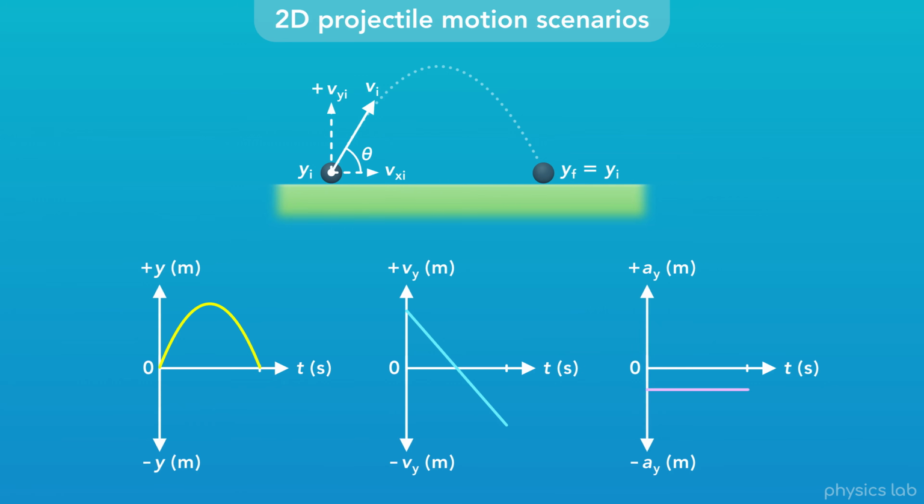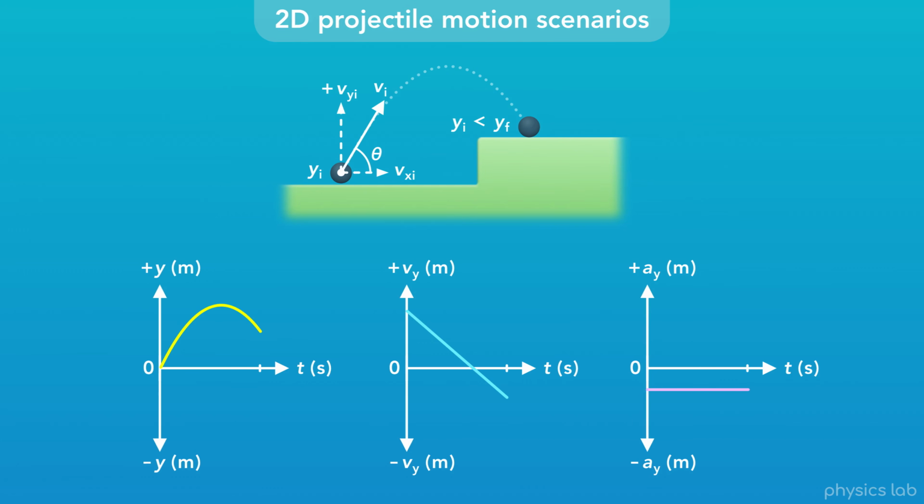And here's the y motion. The y position starts and ends at 0, and the y velocity goes from positive to negative. The object reaches the maximum height and 0 y velocity halfway through the motion. The y acceleration graph will be the same in every case, negative 9.8 meters per second squared, if up is positive. If the final height is greater than the initial height, the y motion looks like this.